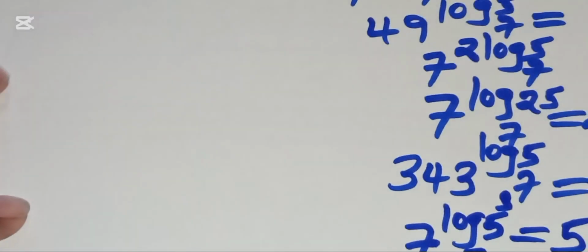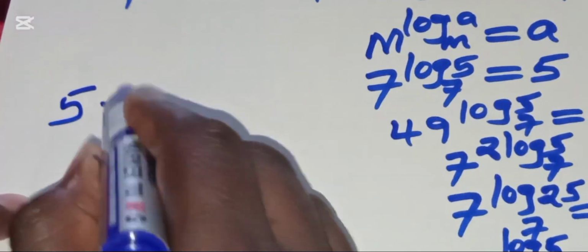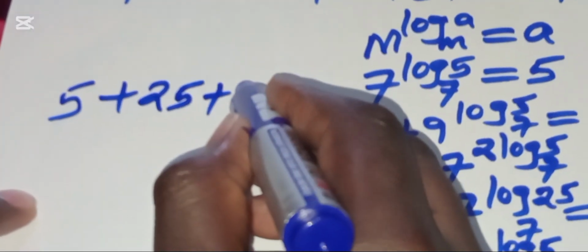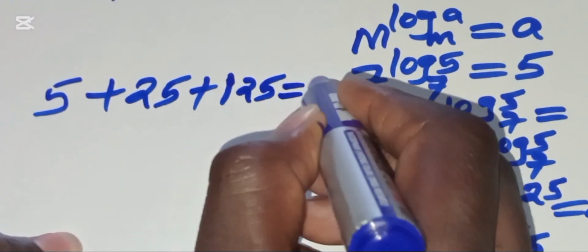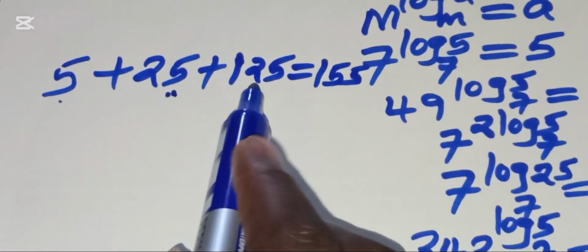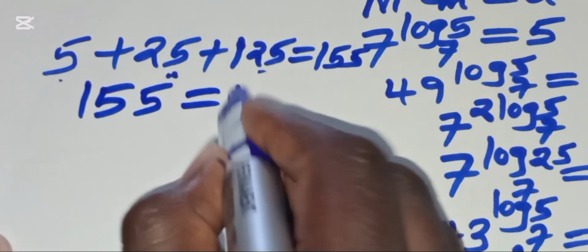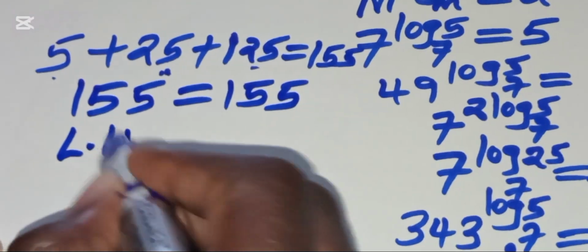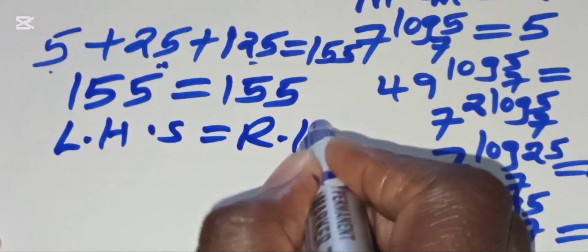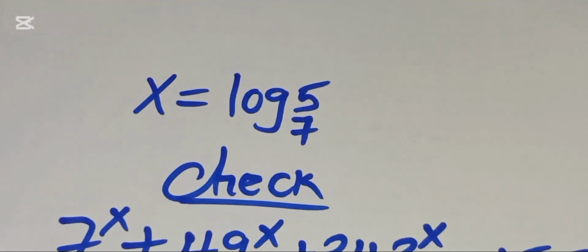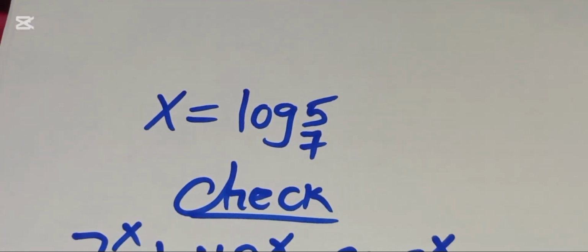Now let's substitute this. This is the same thing as the first one. You have 5 plus 25 plus 5 cubed, which is 125. This should give us a value of 155. So 5 plus 25 is 30, and 30 plus 125 is equal to 155, which happens to be equal to 155. So the left hand side is equal to the right hand side, and that shows that the value of x, which is log 5 to base 7, actually satisfies the equation.